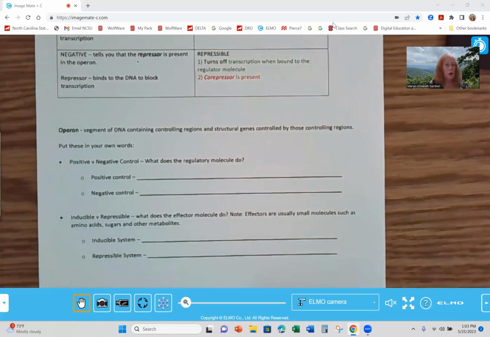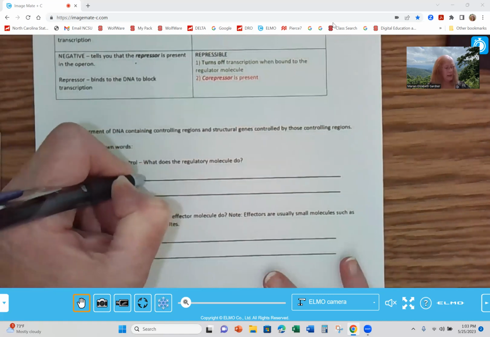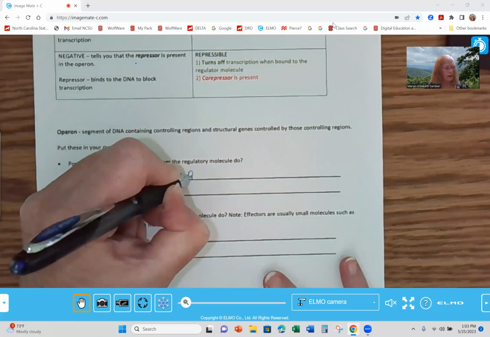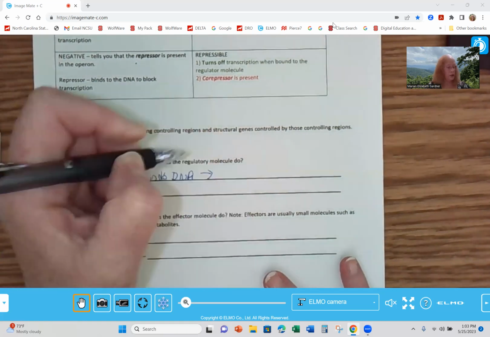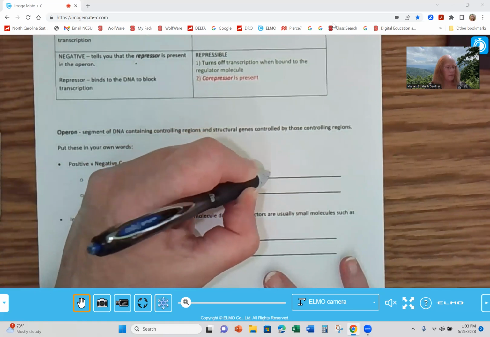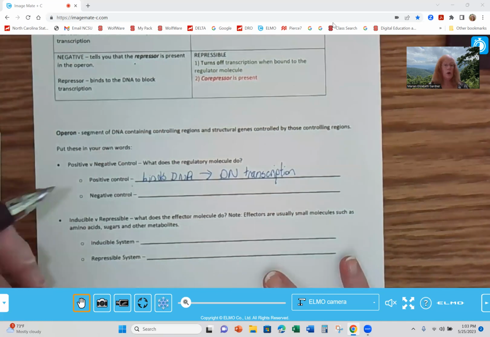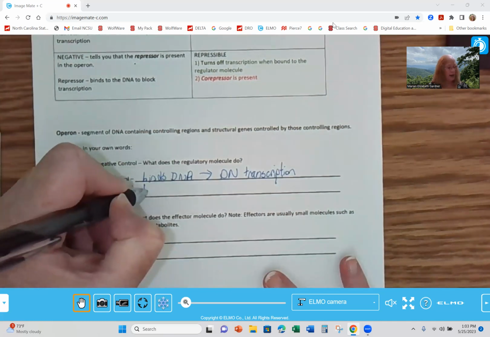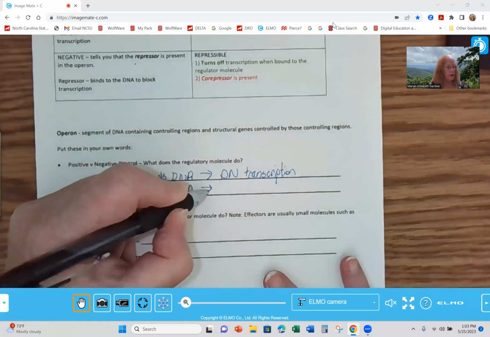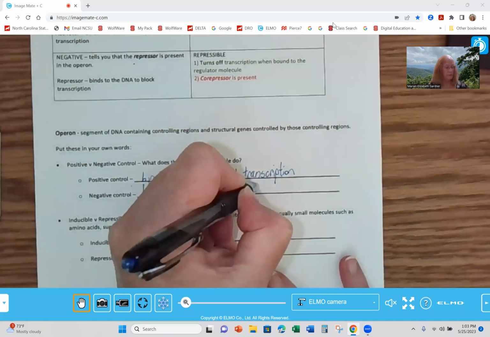So let's look at the positive and negative just a little bit more. In positive control, remember, our regulatory molecule binds to the DNA to turn on transcription. Negative control, our regulatory molecule binds to the DNA to turn off transcription.